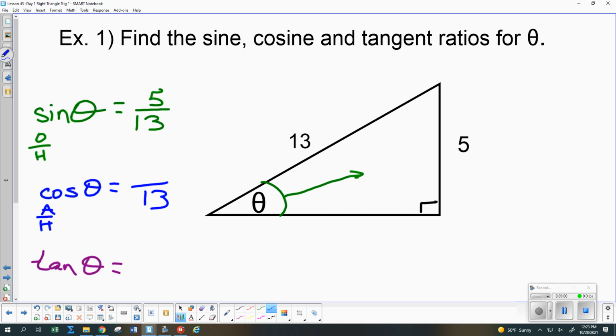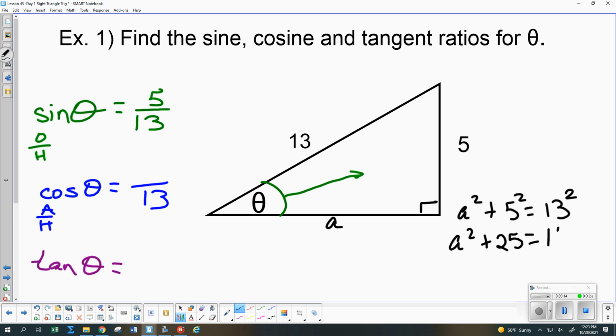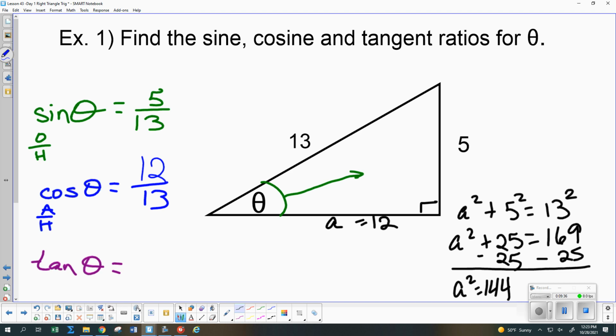Exactly. Let's use Pythagorean Theorem, and I'll call it A since it's adjacent, but I could call it anything I want. And I have A squared plus 5 squared is 13 squared. What's 13 squared? 169. Subtract the 25, and A squared is 144, so what does that mean A is? If I remembered 5, 12, 13 is a triple, I could have just written it down, or I could have done Pythagorean Theorem to get there. So now that I know A is 12, I can say adjacent over hypotenuse is 12 over 13, and I can't reduce that.